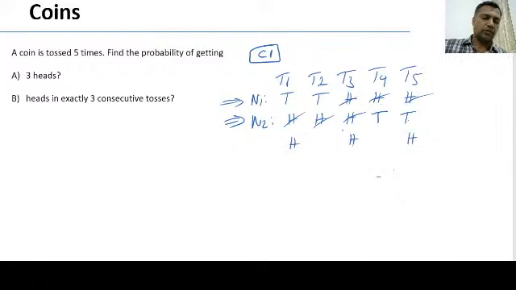So my point here is what? Whether you toss one coin 5 times or 5 different coins, both are the same. So either way it is the same. That's what I wanted you to understand here. So therefore, same question, same as the previous question.